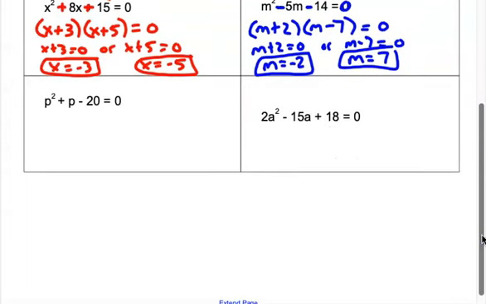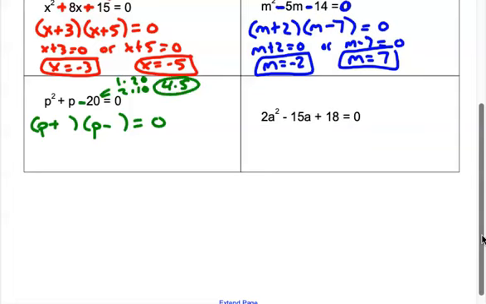p squared plus p minus 20. Again, we're already set equal to 0, so we're ready to factor, keep it equal to 0. P times p, the only way to get p squared. I need a plus and a minus because this is a negative 20. And then my factors of 20, 1 times 20, 2 times 10, or 4 times 5.